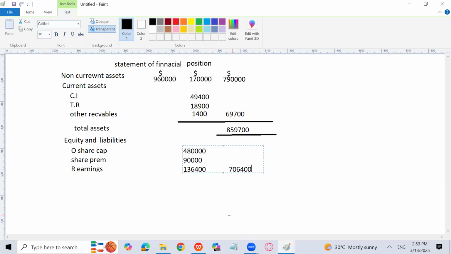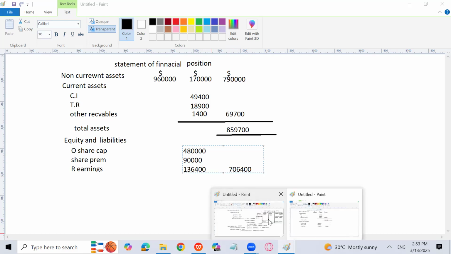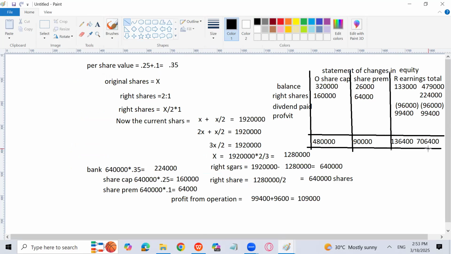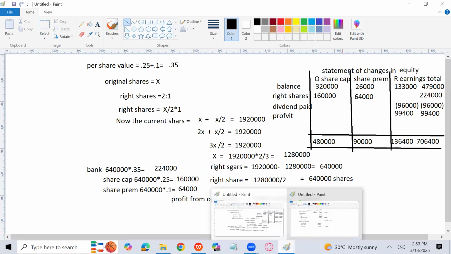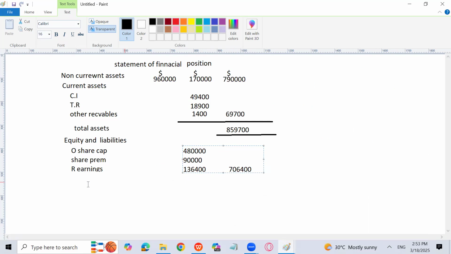$706,400. We have already calculated that actually. See, in the statement of changes in equity, this is the answer of the equity section. So we can write that directly. You don't need to calculate that even. But if you have done that, that doesn't make any difference.